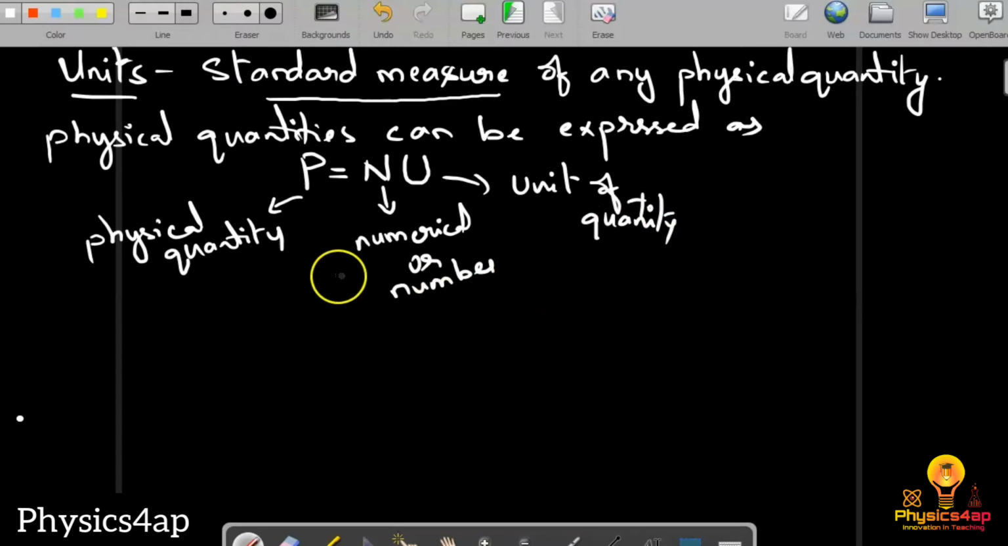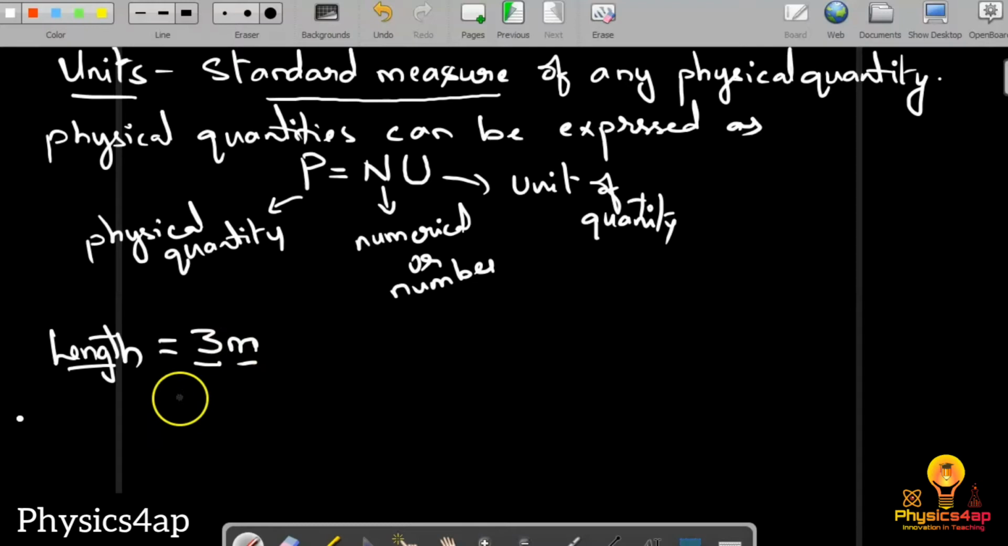Now P is equals to, that is the physical quantity is equals to number into unit. For example, length తీసుకుందాం. So length is a physical quantity. So length is equals to 3 meters. Okay, so now length is called as the physical quantity and 3 is called as the number, that is n, and m is called the unit of physical quantity.